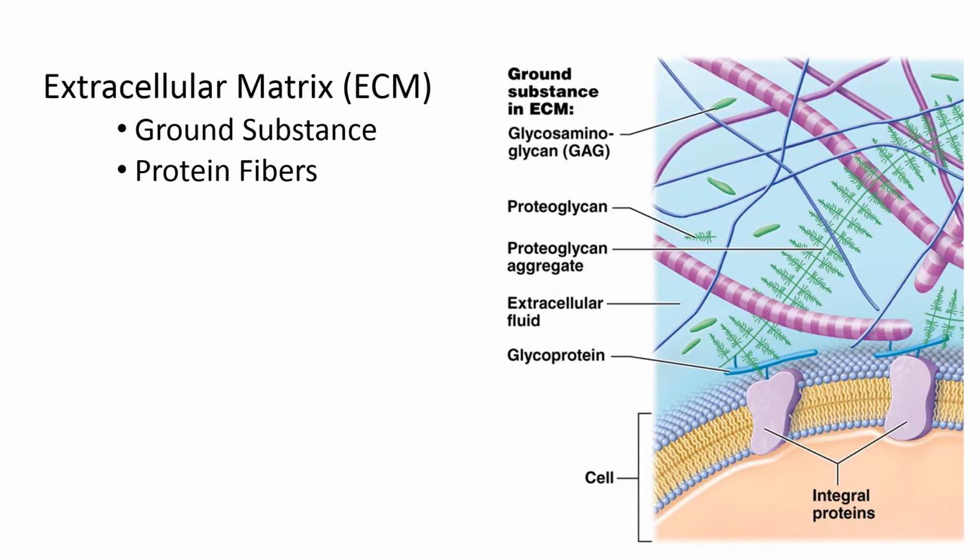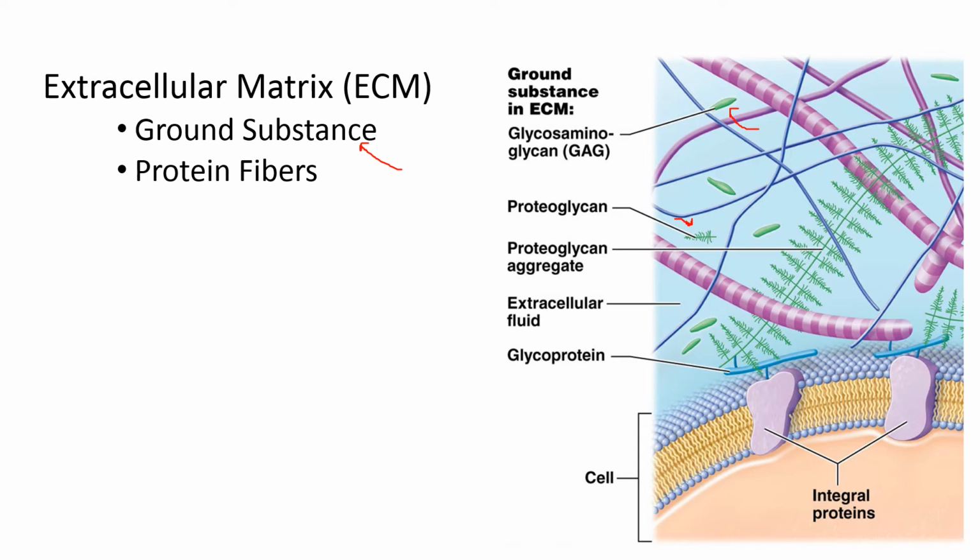Once you've established that a tissue is likely a connective tissue, the next thing you want to look for is the protein fibers. Remember that the extracellular matrix is composed of two parts. You have the ground substance, which includes things like your interstitial fluid, nutrients, and waste from cells. It also has these GAGs, these glycosaminoglycans, proteoglycans, and other molecules. But then the second part of the ECM is the protein fibers.